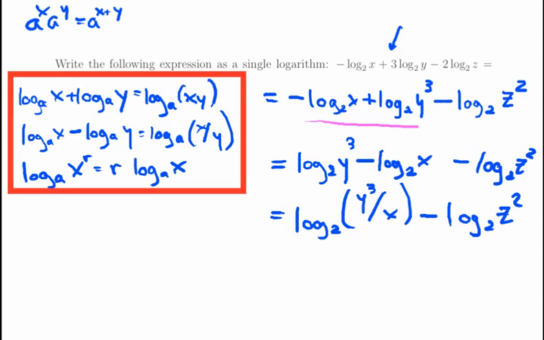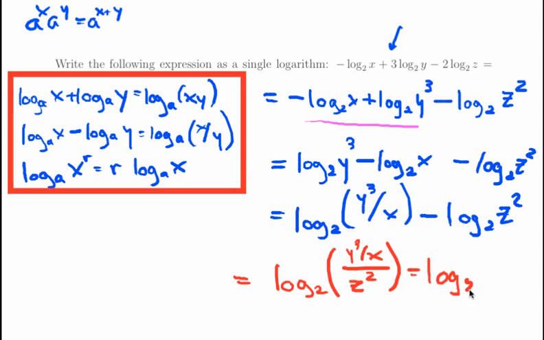So here's where my final answer is going to come from. I can now write this down as a single logarithm, namely log base 2 of y cubed over x, divided by z squared. A better way to write that would be this, log base 2 of y cubed over x z squared. I think either one of these would be acceptable. This is better in terms of simplifying things completely. But we have written the expression as a single logarithm, so either of these two things is correct.